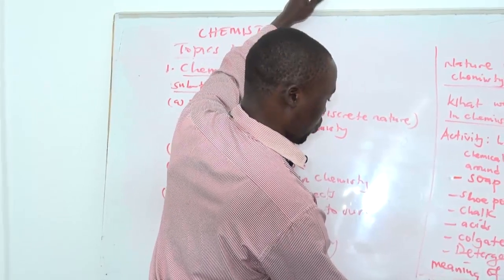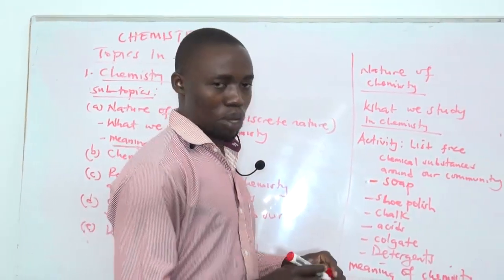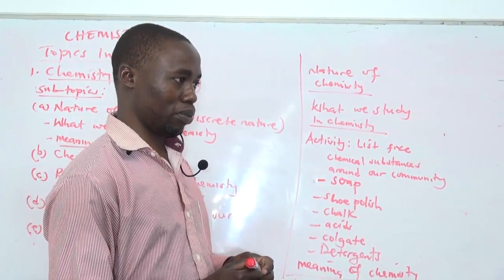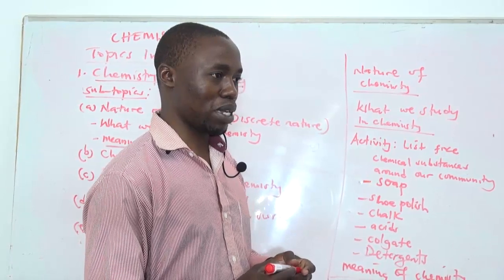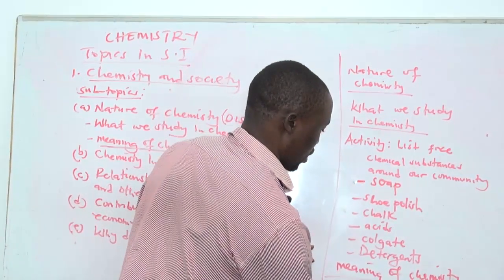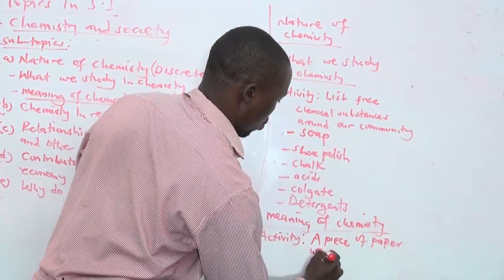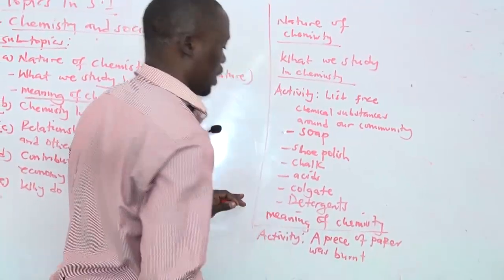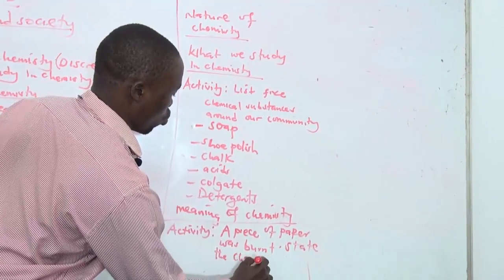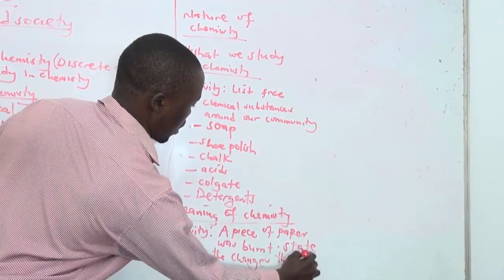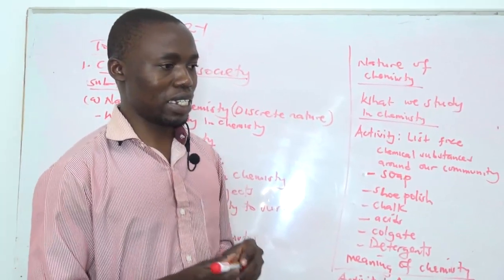Activity 2 is: a piece of paper was burnt. I hope everybody of you has ever burnt. Every one of you has ever burnt a piece of paper? A piece of paper was burnt. State the changes that took place. A piece of paper was burnt. State the changes that took place.